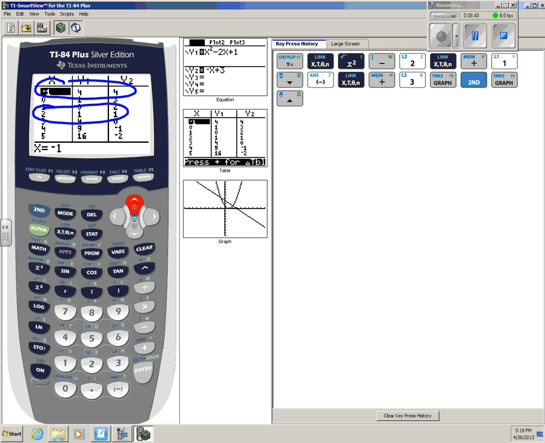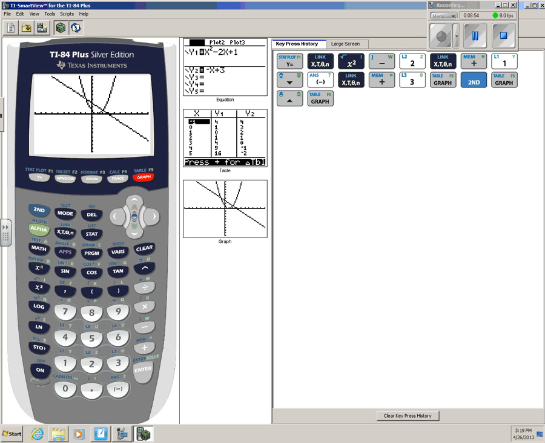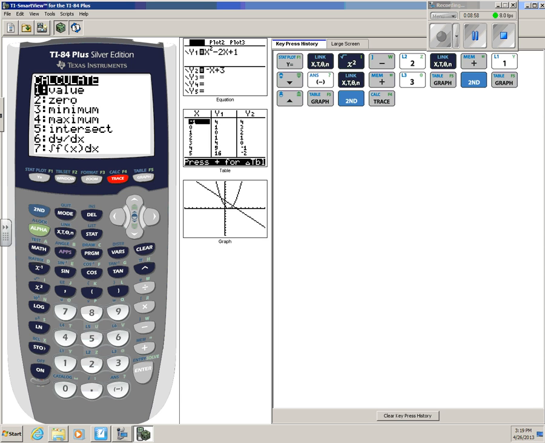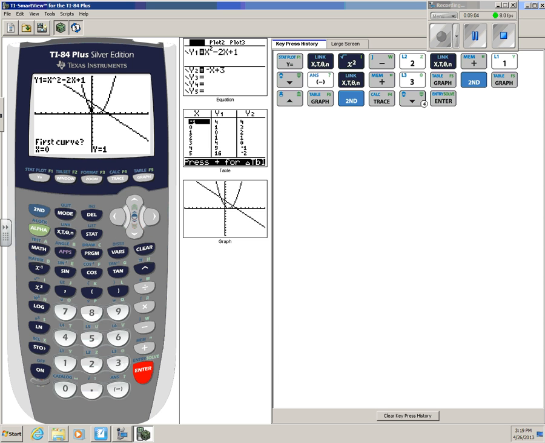The other way to do it, the second trace intersect way, is exactly what that is. We go back to the graph, we go to second trace, so it's second calculate. We're going to go to choice 5 because that's the point of intersection. We're going to hit enter, and then we're going to hit enter again to answer first curve.